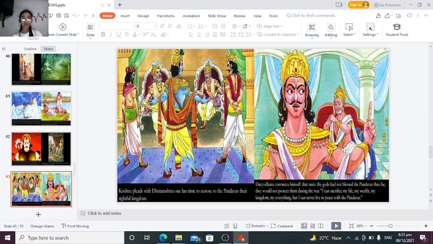So Krishna pleads with Dhritarashtra one last time to restore to the Pandavas their rightful kingdom. Duryodhana convinced himself that since God had not blessed the Pandavas, they would not be protected during the war. "I can sacrifice my life, my wealth, my kingdom, my everything, but I can never live in peace with the Pandavas." That is what Duryodhana said.